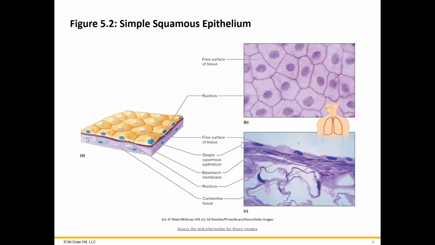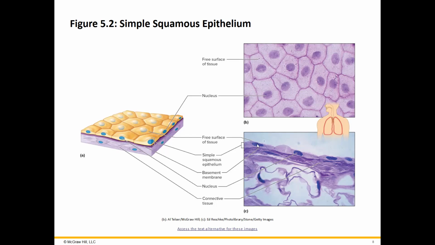This is what it looks like. Here's our connective tissue. Here, that thin purple line is our basement membrane, and here is our simple squamous epithelium. Just one layer, very thin. And because it's all flat, look at how wide those nuclei are. They're big, bulbous, flat nuclei.